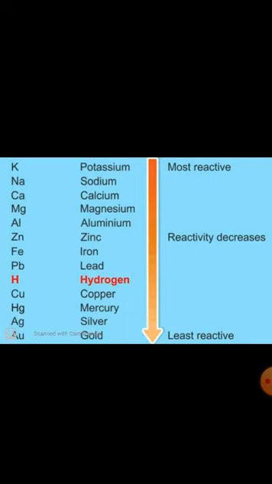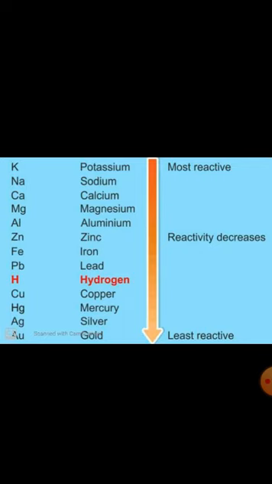Though hydrogen is not a metal, it has been placed in the reactivity series of metals. It is due to the fact that metals can lose electrons and become positive ions. Hydrogen also loses an electron and forms a positive ion.